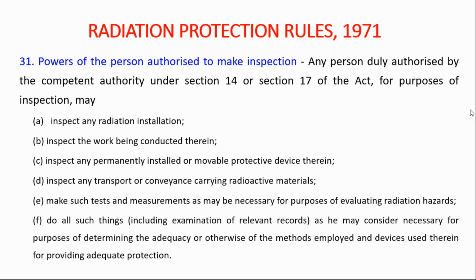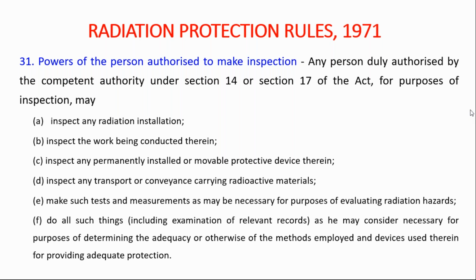Then rule number 32 is related to the power to seal or seize radioactive material or give direction to the employer in certain cases. So we have already discussed, if you are not going to use the radioactive material for a longer time, then you must seal that radioactive material. And if you are going to use that radioactive material in a shorter span, that may be for the storing, for the processing, for the manufacturing activity, then you have to unseal that radioactive material.